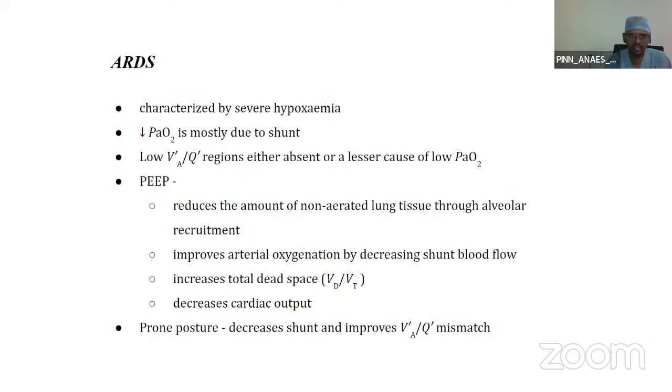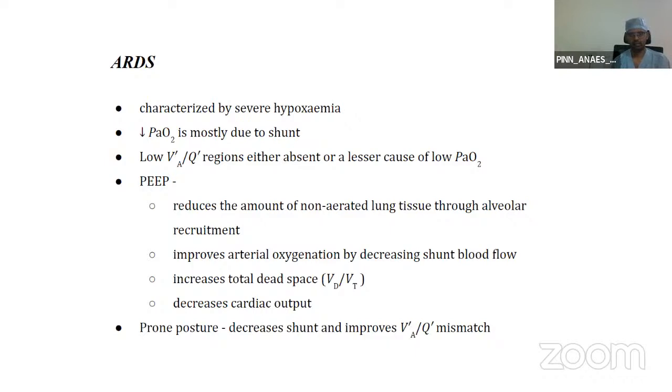The next condition is ARDS. ARDS, we all know, is characterized by severe hypoxemia. The fall in PO2 in arterial blood is mostly due to shunt, because in ARDS the alveoli are fluid filled, so there will be no ventilation, but there will be perfusion.